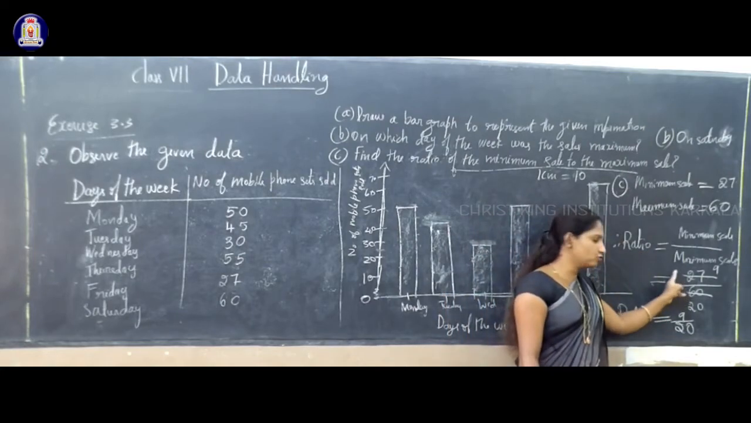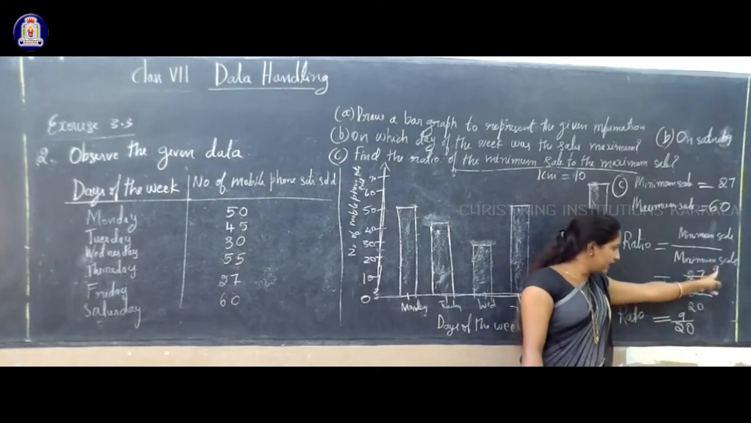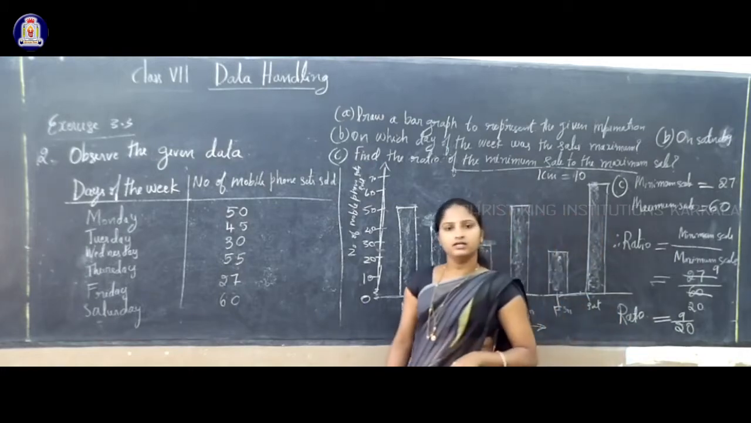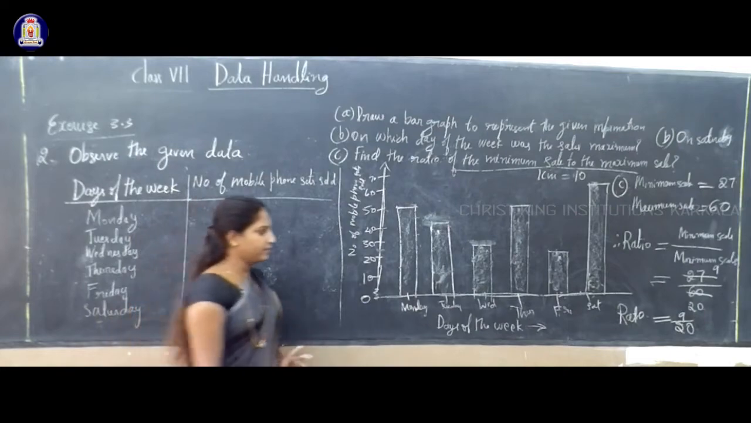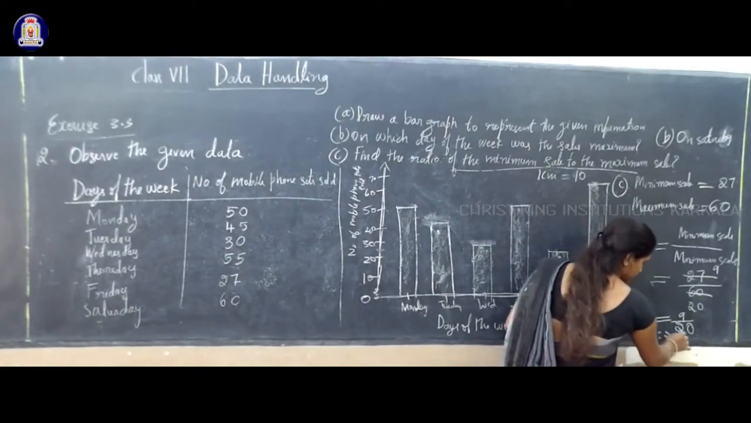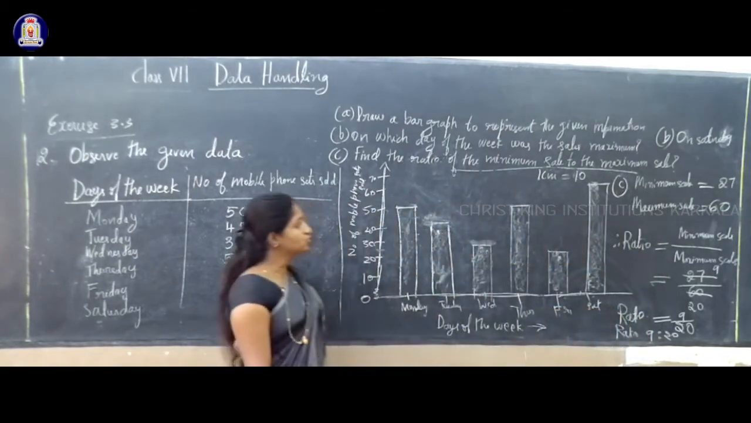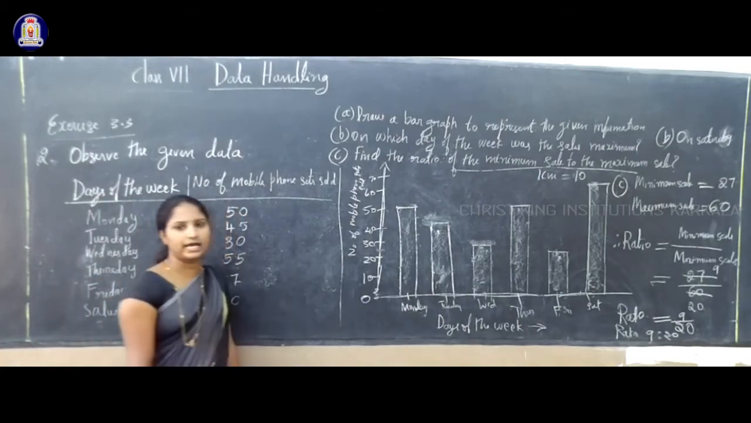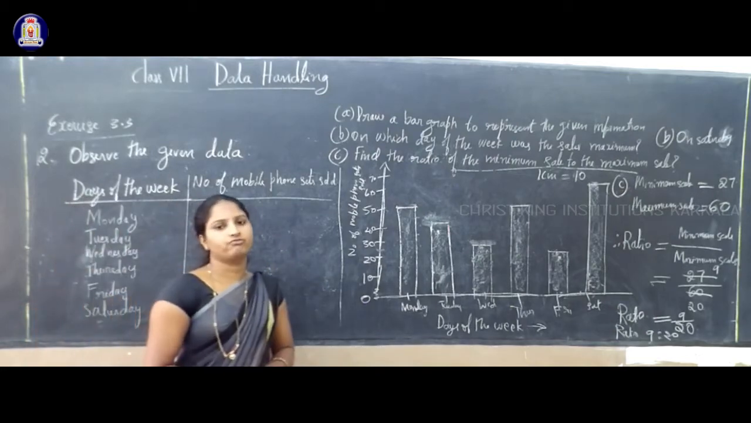3 divides both numerator and denominator. So 3 how much is 27? 3 nines are 27. 3 how much is 60? 3 twenties are 60. So what is the answer? 9 by 20. That means 9 is to 20. Here the ratio is 9 is to 20. Therefore the ratio of the minimum sale to the maximum sale is 9 is to 20. Clear?